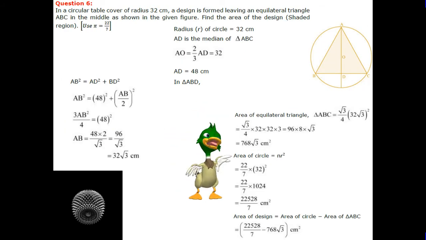Question number 6. In a circular table cover of the radius 32 centimeter, a design is formed leaving the equilateral triangle ABC in the middle as shown in the given figure. Find the area of the design shaded region.